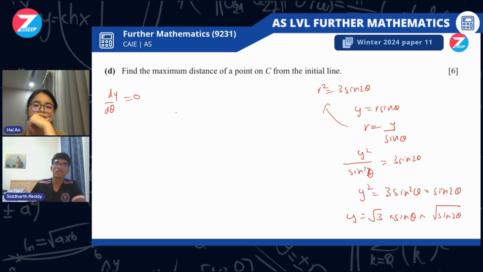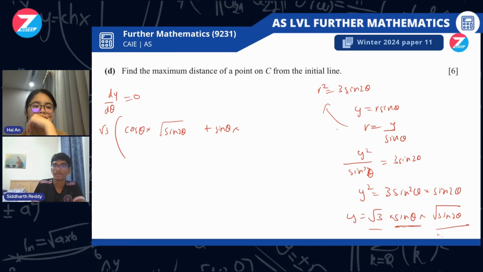Okay, so let's differentiate this. Root 3 is a constant, we can just bring it outside. So root 3 times, let's do all the derivative inside. It's the product rule again. So we'll take the derivative of one times the other. In this case, cos theta times root sine 2 theta, plus, we keep this one as it is, sine theta times the derivative of the other.